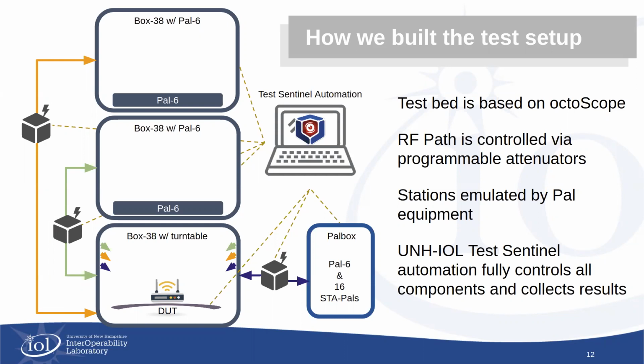Each of those chambers has a controlled RF path between the devices. If I highlight here on the slides, the little boxes we're showing are what would be called a quad attenuator or a programmable attenuator. It allows us to establish that RF path between the devices in this chamber, or the PAL6 device, and the device under test located here in the bottom chamber.